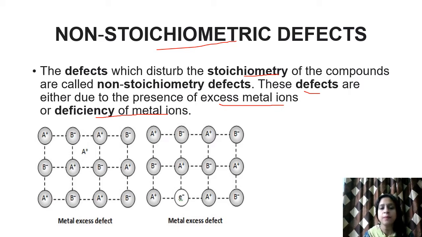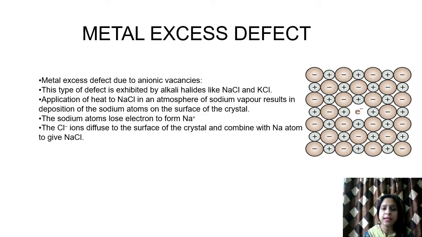As you can see here, in the metal excess defects there is again a further division into two categories. One is metal excess defect due to interstitial, and another one is metal excess defect due to cationic or anionic vacancies. All right, the metal excess defect which occurs due to anionic vacancies, as you can see here in the diagram, at this one place the anion is not present.